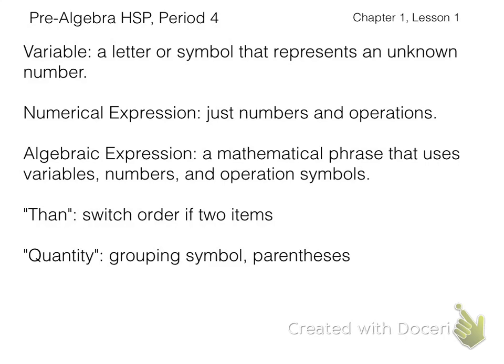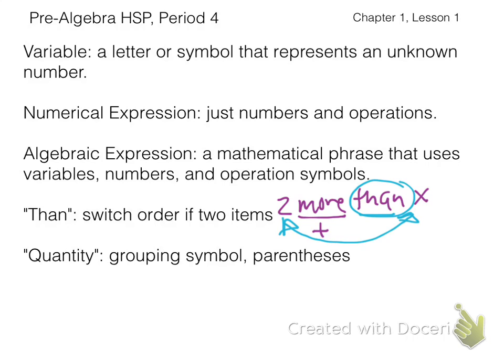All right, next up is the word than. So if you hear the statement 2 more than x, well, more means addition, and the word than means to switch the location of what's going on. So the word than means these two things are going to get switched. So instead of 2 plus x, the word than means it's really x plus 2. All right, so see how the word than flips the order. Instead of the 2 coming first, the x comes first.